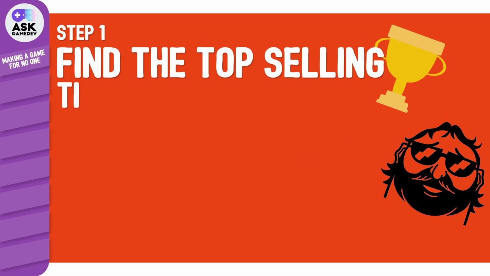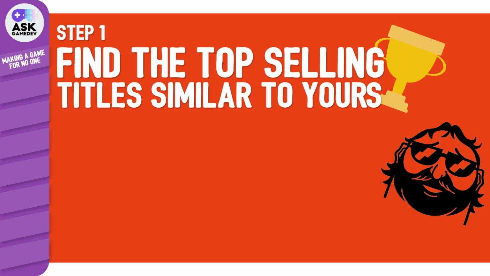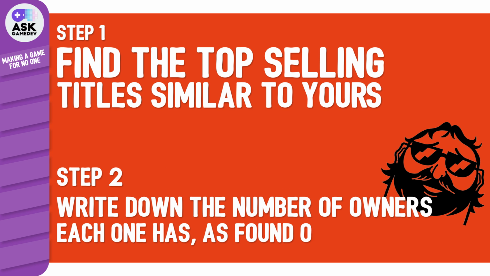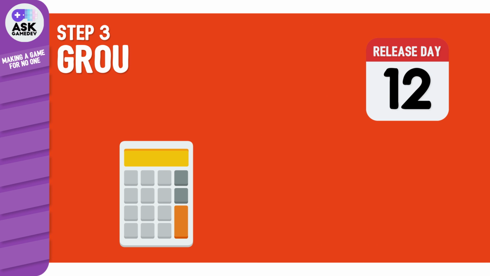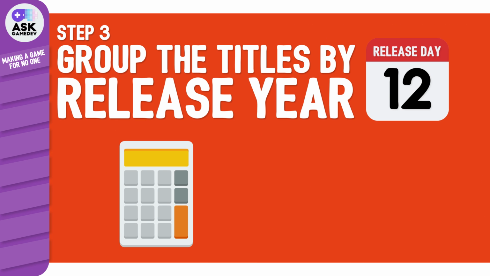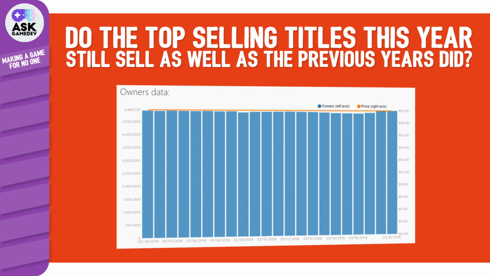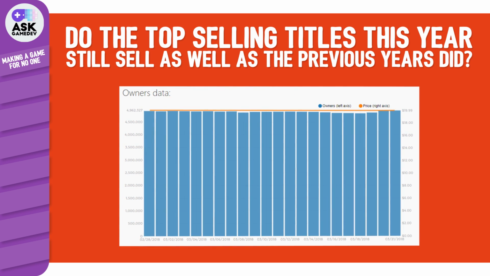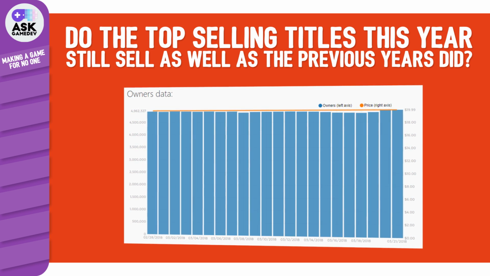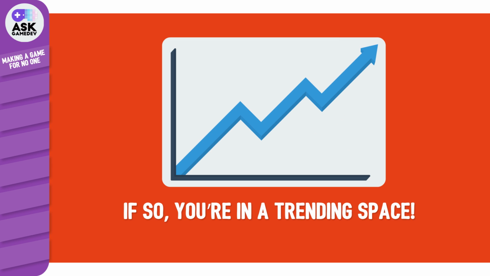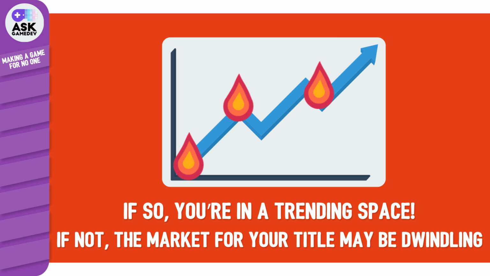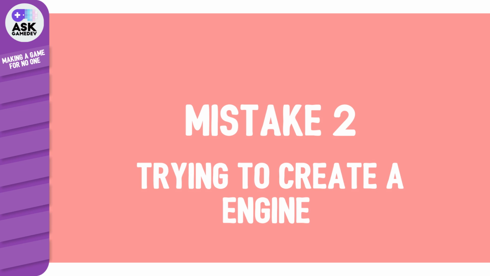Step 1, find the top-selling titles that are similar to yours. Step 2, write down the number of owners each one has, as found on Steam Spy. Step 3, group the titles by release year. And Step 4, analyze. Do the top-selling titles this year still sell as well as the previous years did? If so, you're in a trending space. If not, the market for your title may be dwindling.